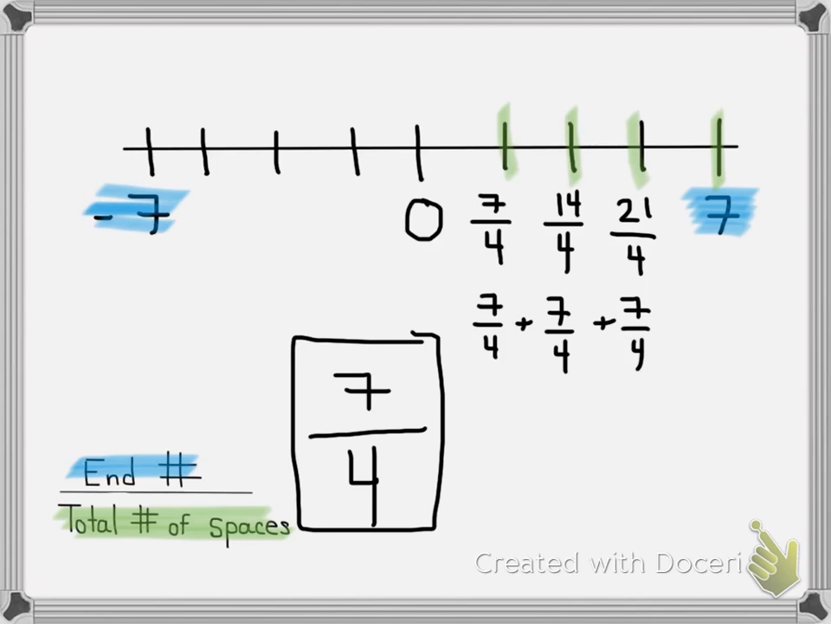Now I'm going to do my negative side, which is going to be exactly the same as my positive, just with a negative sign in front. So -7/4, -14/4, and -21/4.